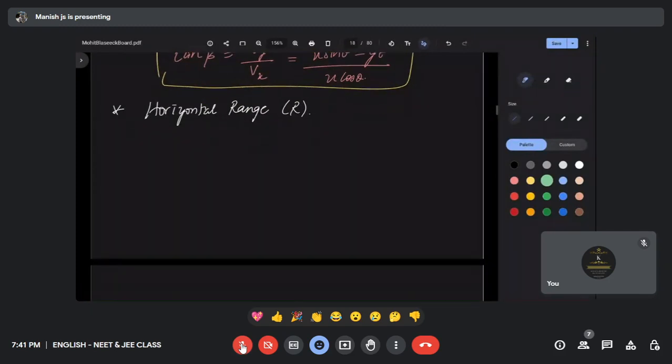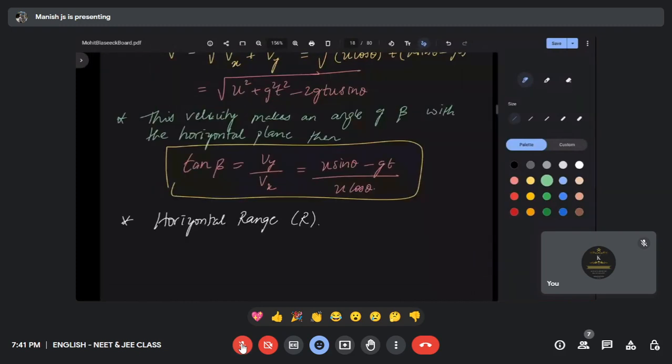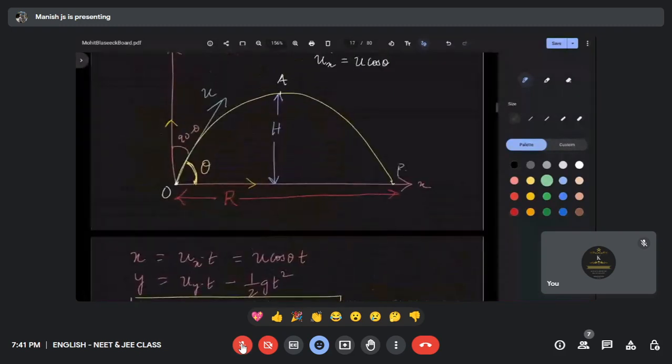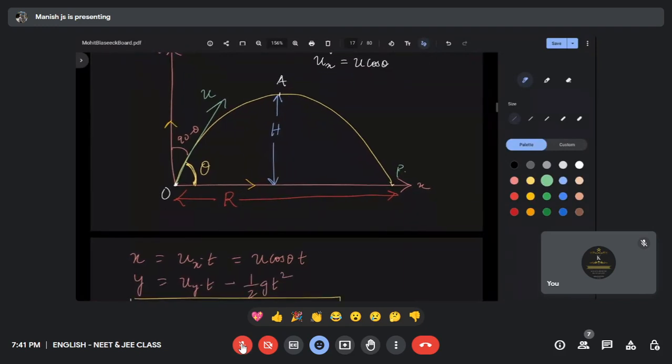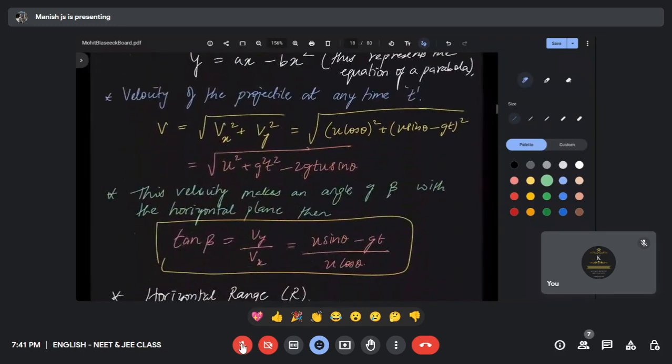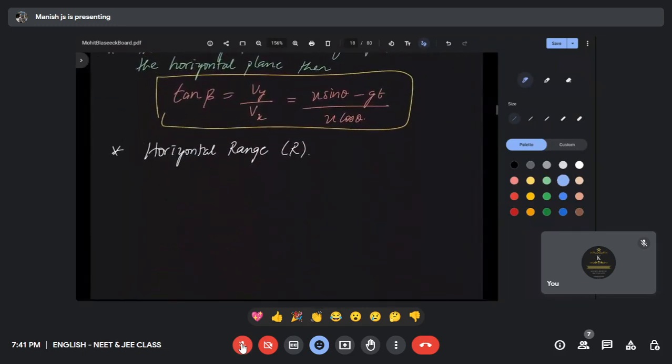Yes, sir. Okay, now let's go to horizontal range. Let's look at what the horizontal range is. That is nothing but the horizontal distance that your projectile is going to cover. You can see I've already specified it there. OP is nothing but your horizontal range, marked as capital R in red, as you can see. So I'm moving on to how the expression for horizontal range is written. That's given by the formula R is equal to u squared sine 2 theta upon g. So this is the relation for horizontal range.